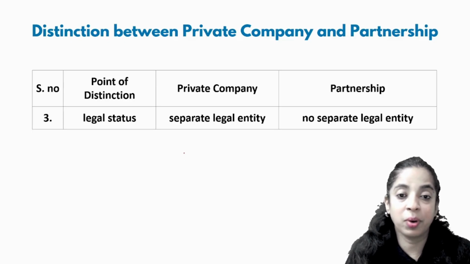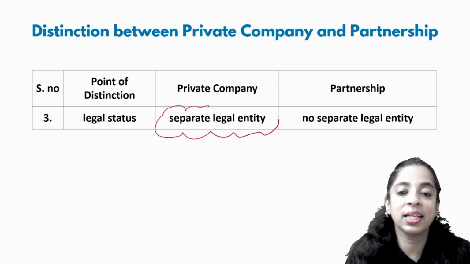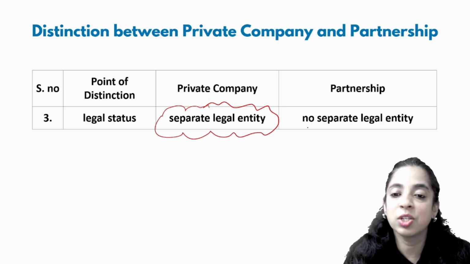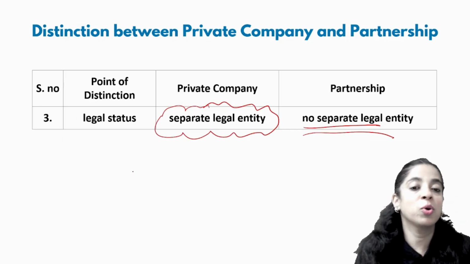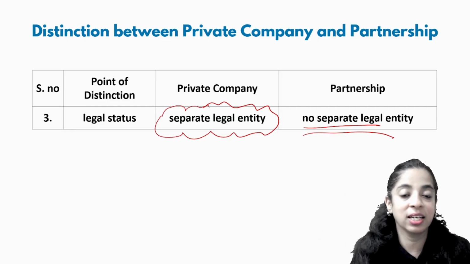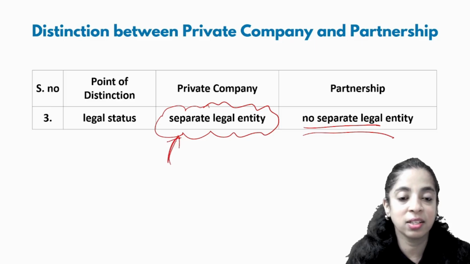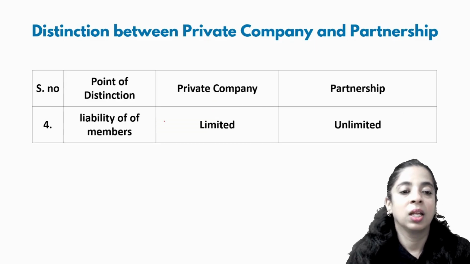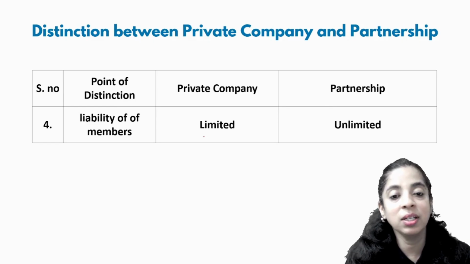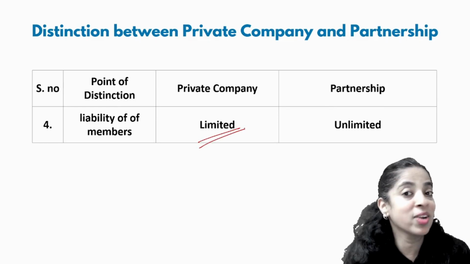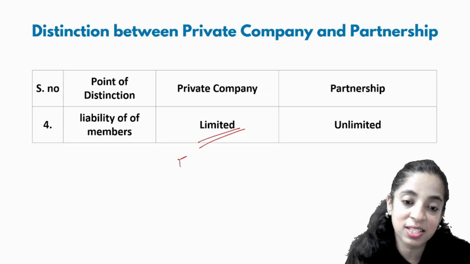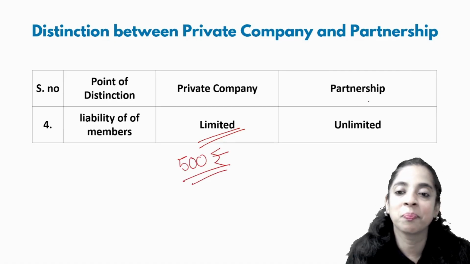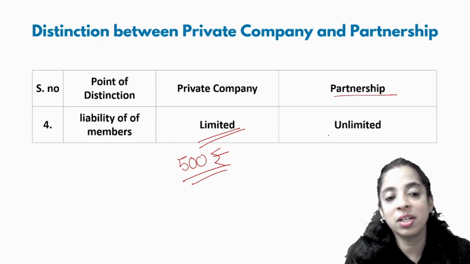Legal status. A private company is a separate legal entity, whereas a partnership is not a separate legal entity. I hope you understand the meaning of legal entity. I had explained this in detail when I explained the first part. Liability of members. In a private company, the liability is limited. How much is it? Please write in the comment box. Liability of members? Just the face value of the shares. So we did the example yesterday of 500 rupees. Do you remember? And in a partnership, liability is unlimited.